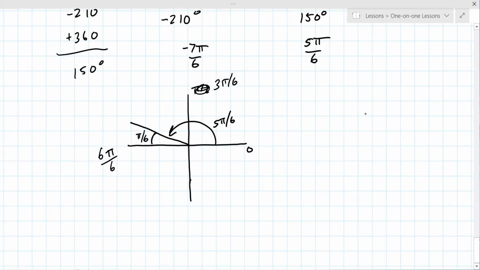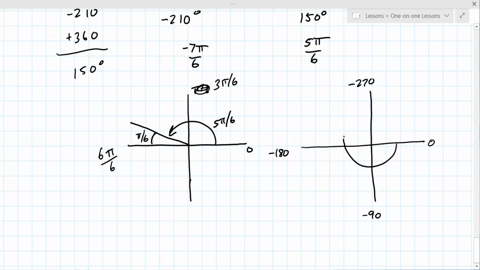Okay. Now minus 210 degrees, we're going to do that way. That's 0. That's minus 90. That's minus 180. That's minus 270. Notice it is right there. What is its reference angle? The one made with the x-axis. 30, right? 30 degrees again. The reference angle is always positive. So that's important to remember. No matter whether it's a positive angle or negative angle, the reference angle is always positive. Got it? Okay.